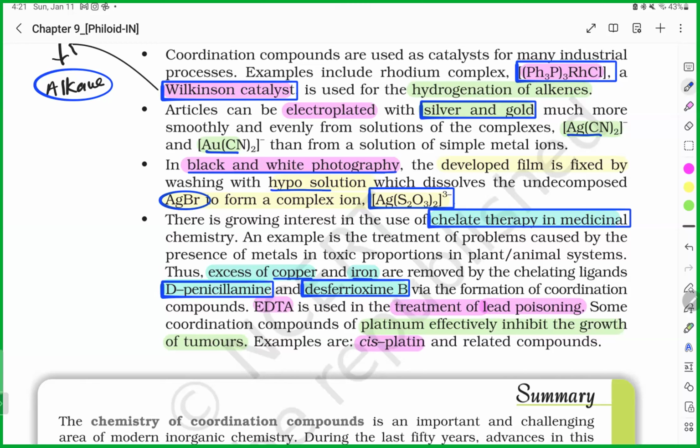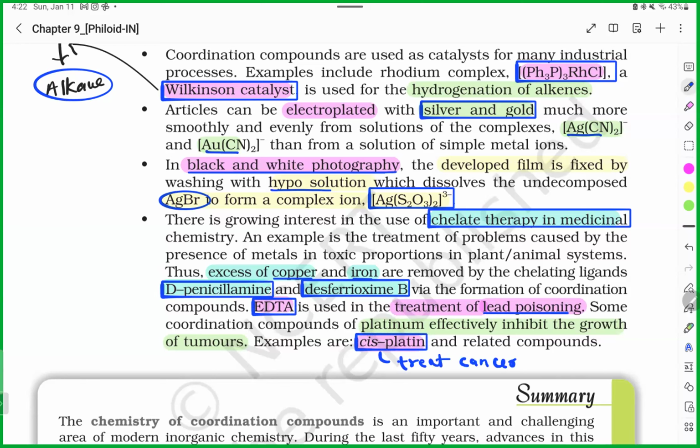D-penicillamine and desferrioxime B. Same way, in many animals also lead poisoning is common. So we can use EDTA to treat the lead poisoning. And we use cisplatin to treat cancer.